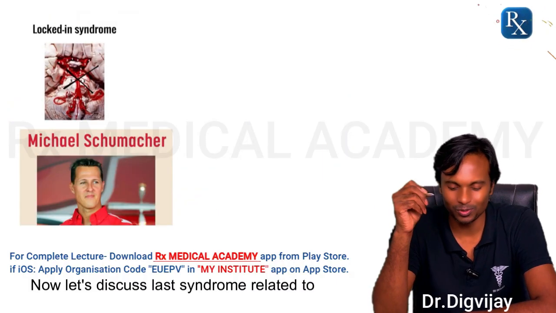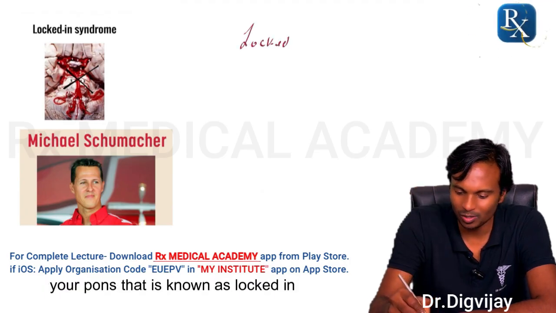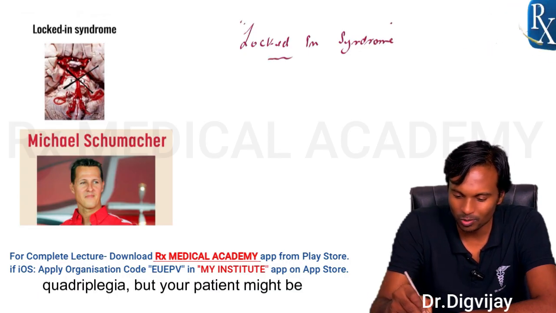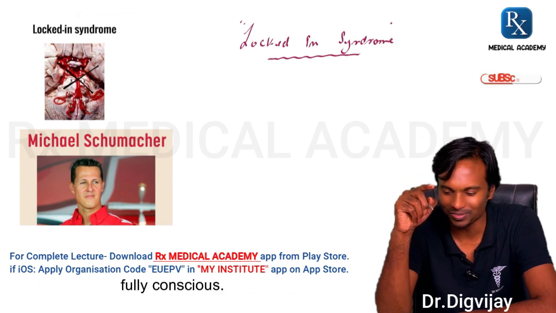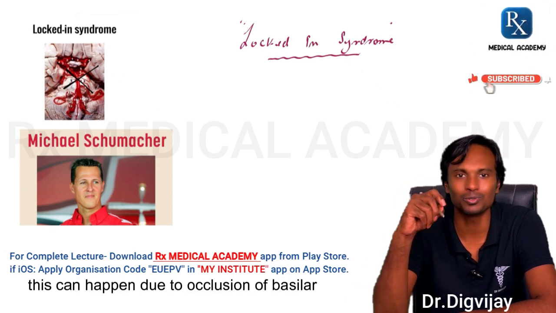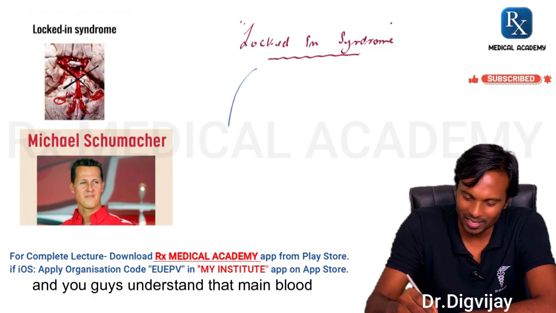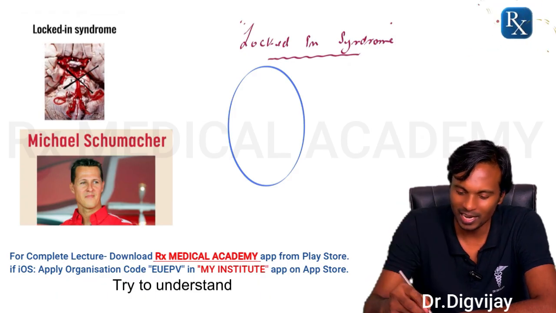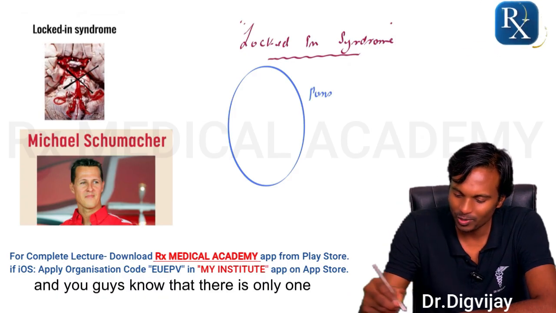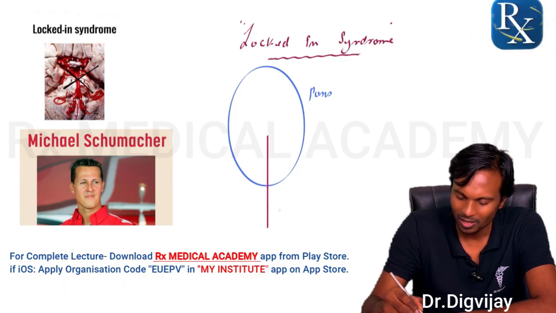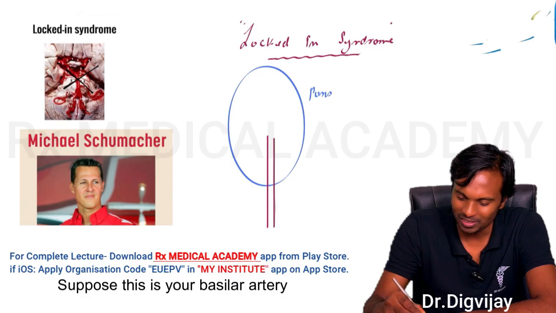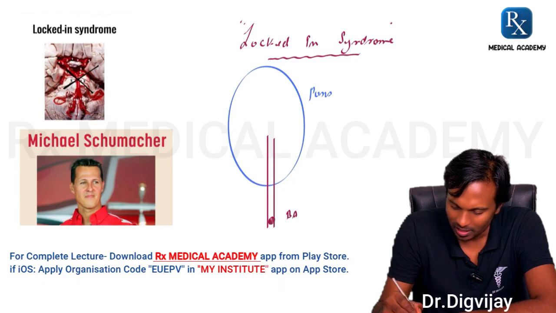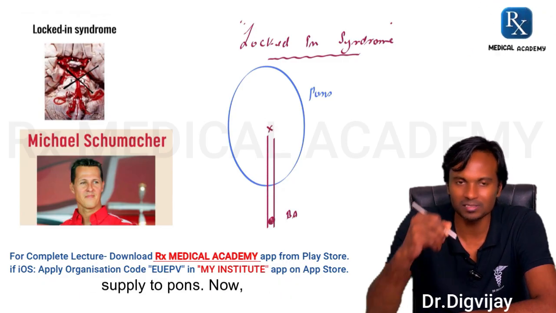Now let's discuss the last syndrome related to your pons, known as locked-in syndrome, also known as pseudocoma. In this case, there will be quadriplegia, but your patient might be fully conscious. Try to understand. This can happen due to occlusion of the basilar artery, and you understand that the main blood supply of your pons is the basilar artery. This is your pons, and there is only one basilar artery, whereas there are two vertebral arteries. Suppose this is your basilar artery supplying your pons. Suppose there is some clot over here resulting in complete loss of blood supply to the pons.